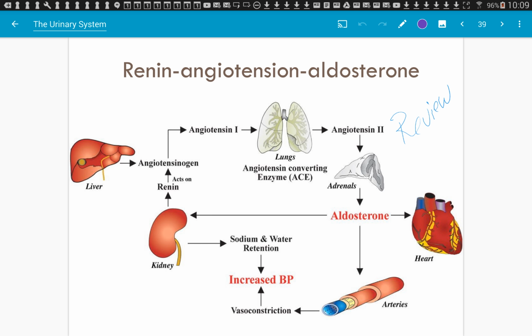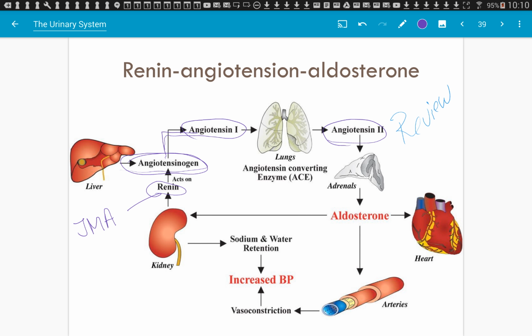Same mechanism, the renin-angiotensin aldosterone mechanism, starts in the kidney. So kidney, specifically your juxtaglomerular apparatus, JGA, is going to secrete renin. It goes into the bloodstream. The first thing it does is that it causes angiotensinogen to be released from the liver. And then angiotensinogen is converted to angiotensin 1. And then in the lungs, it's converted to angiotensin 2 using an enzyme.